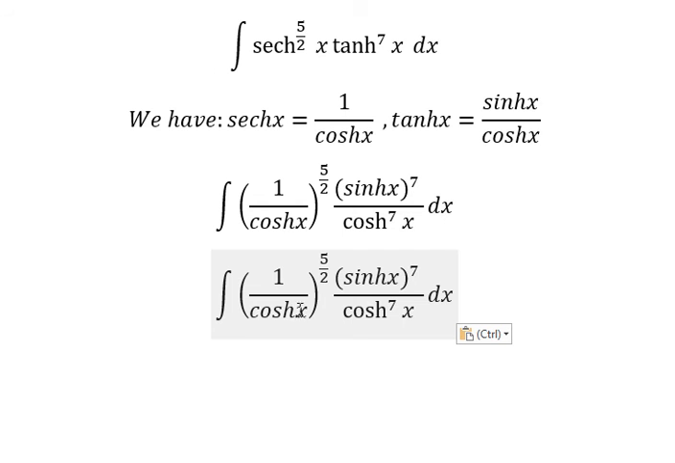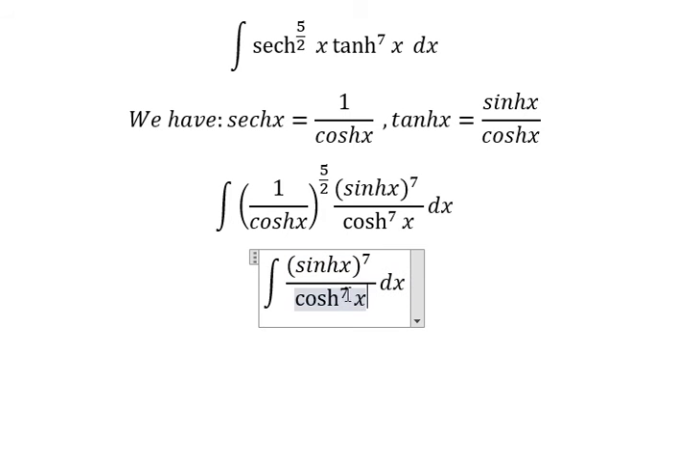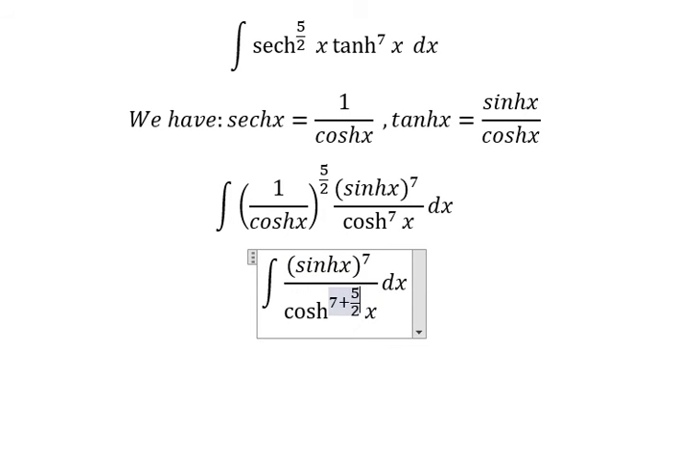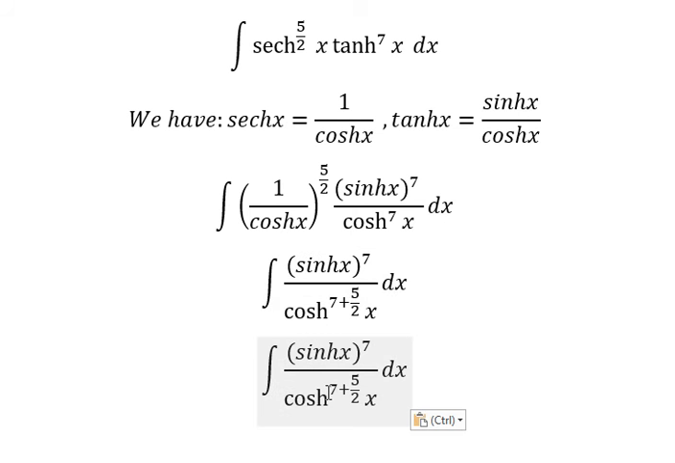So we have cos s to the power of 5 over 2 multiplied by cos s to the power of 7. We can combine this one with this one. So we have 7 plus 5 over 2. That is about 19 over 2.